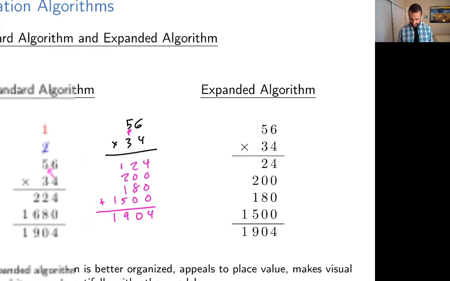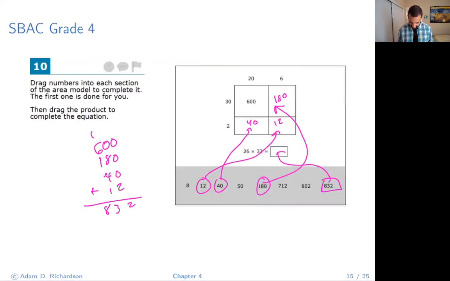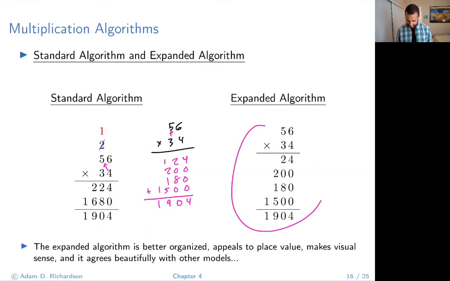Over here is the nicely typed out form of it, and it's the exact same thing that we just did a second ago, so nothing new there. I happen to really like the expanded algorithm in particular because of this stuff down here. It's better organized, it appeals to place value, it makes visual sense, and it agrees beautifully with other models. And this is my favorite part.